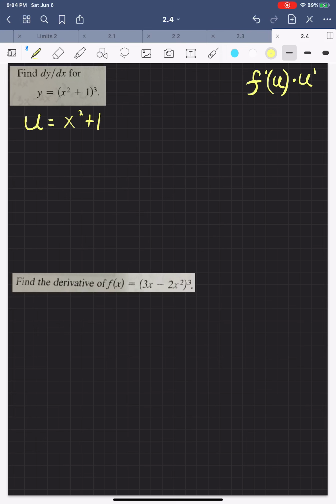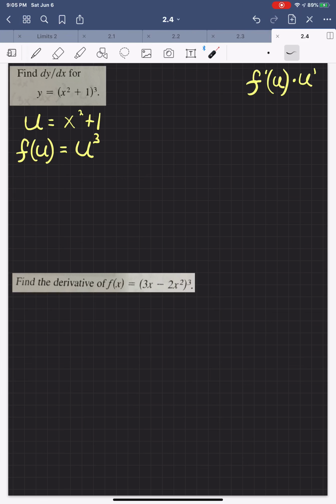Okay? Then what would f of u be? Well, if you were to plug a u in for x squared plus 1, right? Wherever you see an x squared plus 1, let's rewrite that as u. Then f of u would be u to the power of 3.